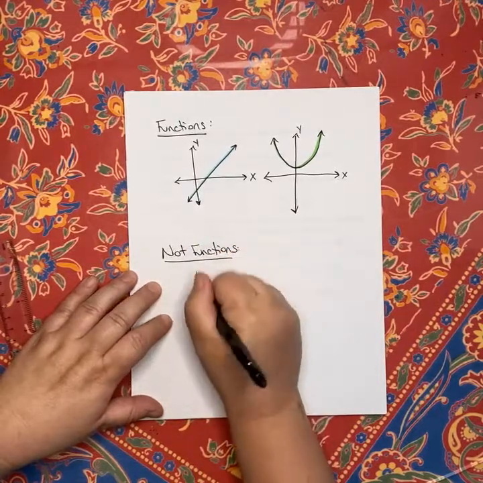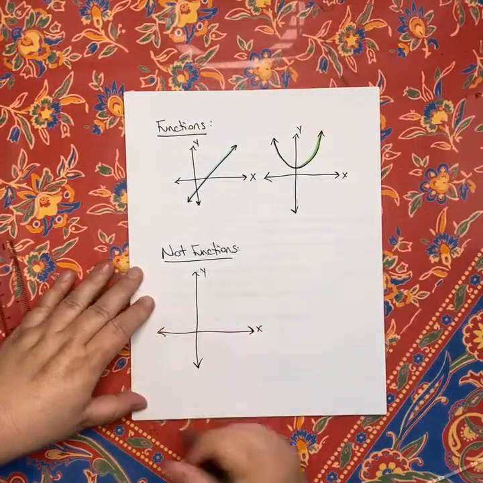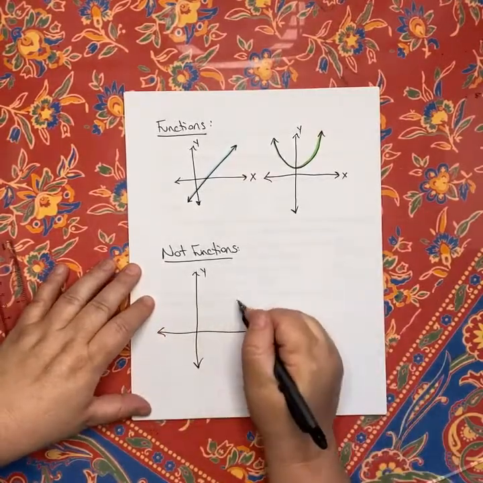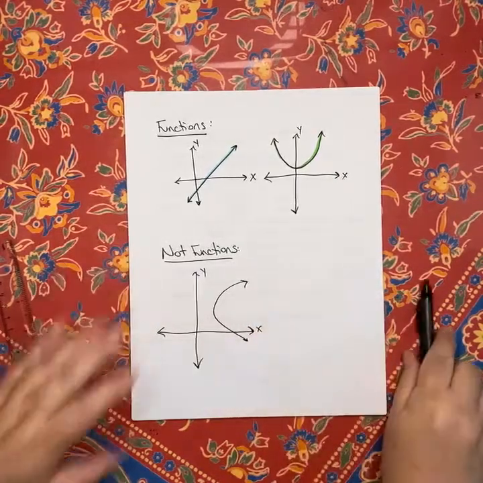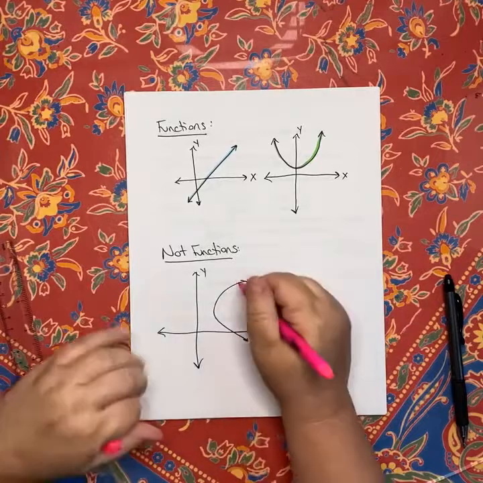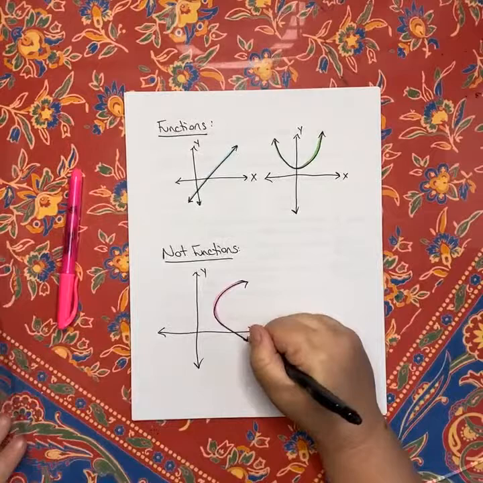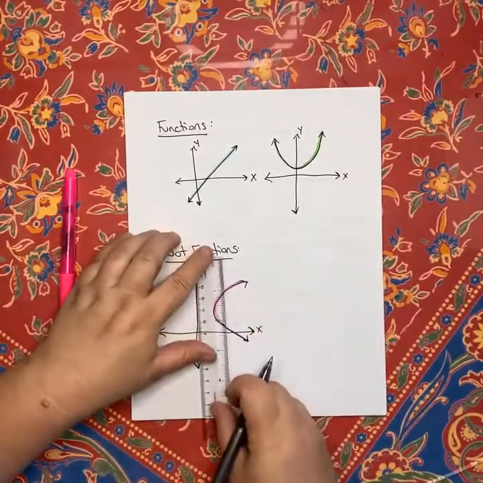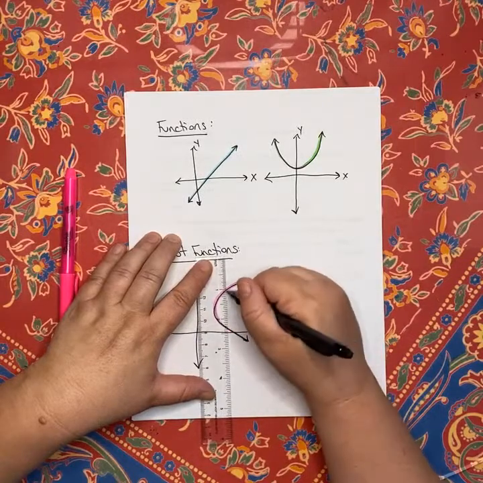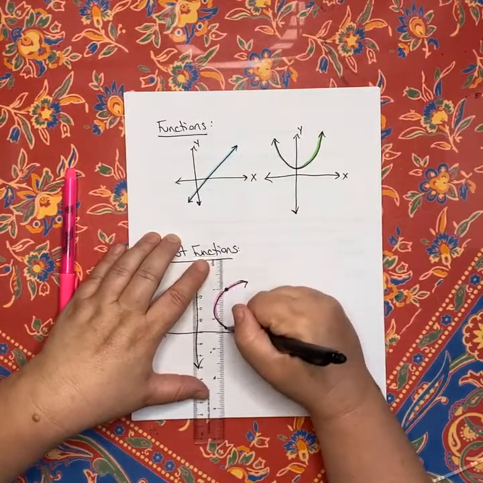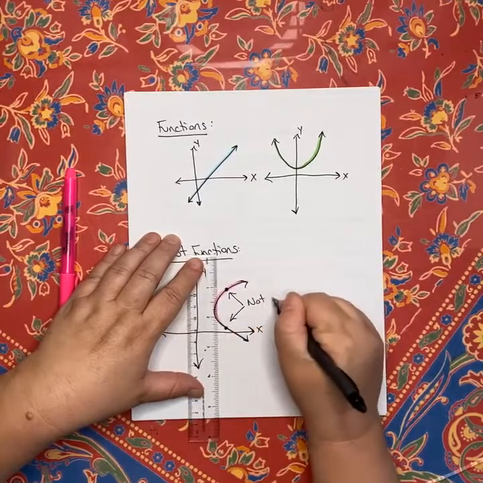Let's talk about things that are not functions. Well, I said a lot of parabolas, ooh, that's a little wiggly. We're getting wiggly, getting jiggy with it here. A lot of parabolas are functions, but this one is not. And the reason for that is I've turned it sideways. Now, if I look right here at this point, see how the ruler hits twice here and there? This is not a function.